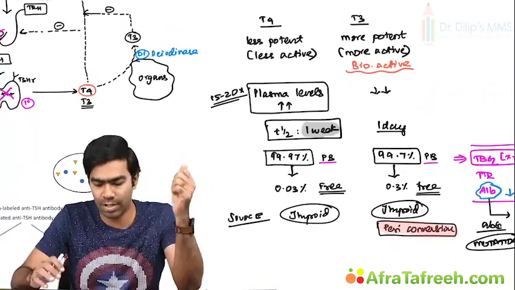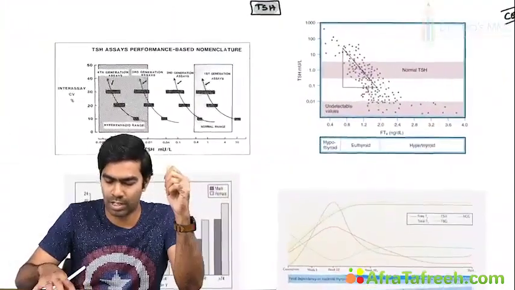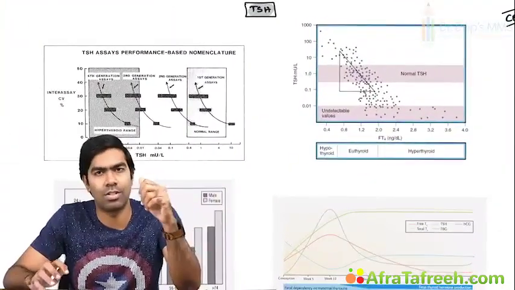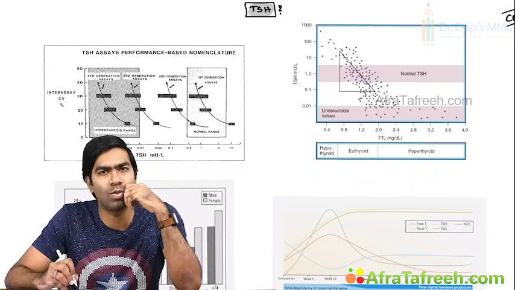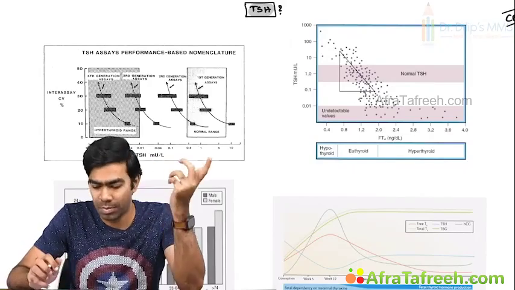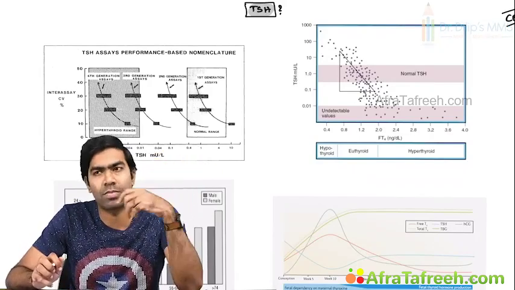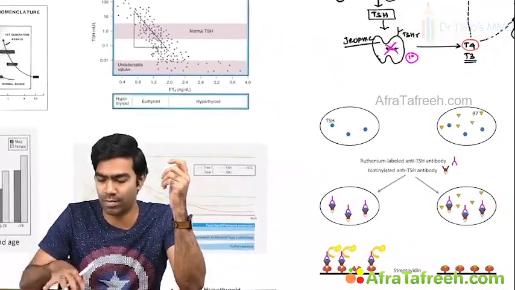We have to know this, then only we can move on to the actual topic, that is the TSH. So my question is, why TSH? Why we are using TSH in the first place? But before that, we need to answer the question, what are the types of hypothyroidism we have?